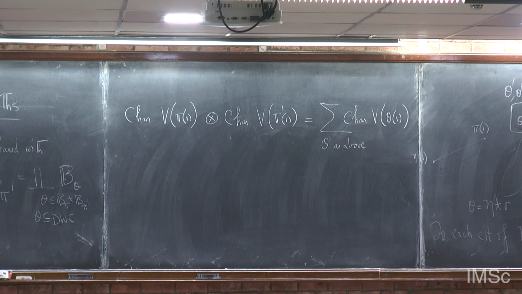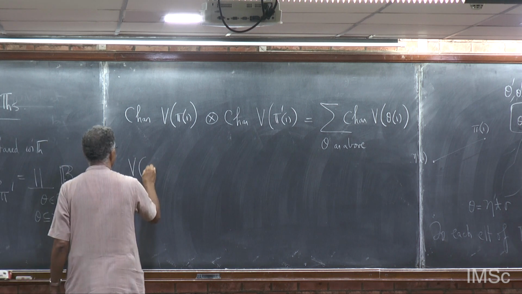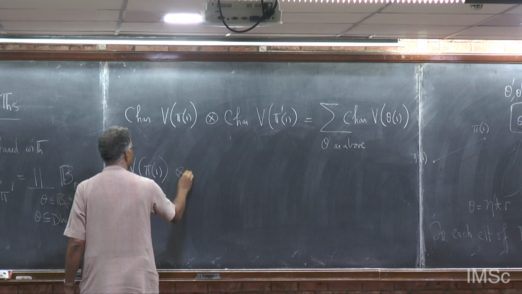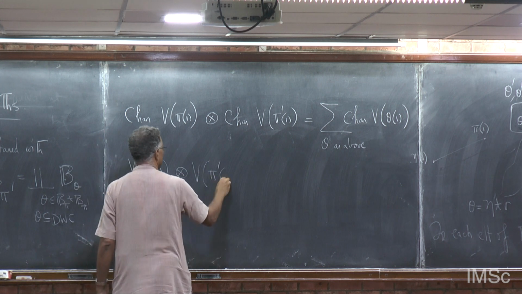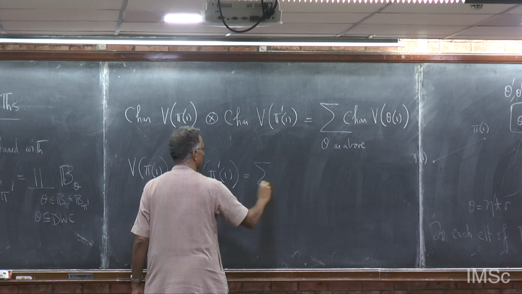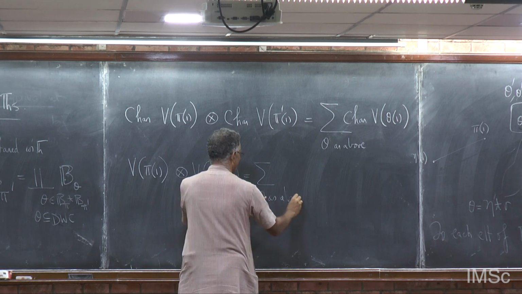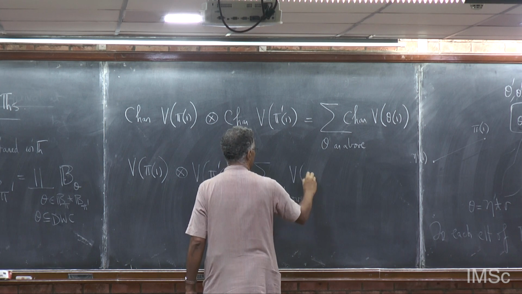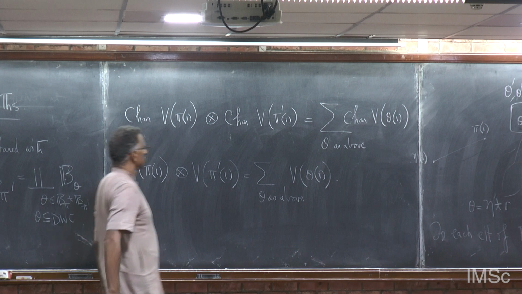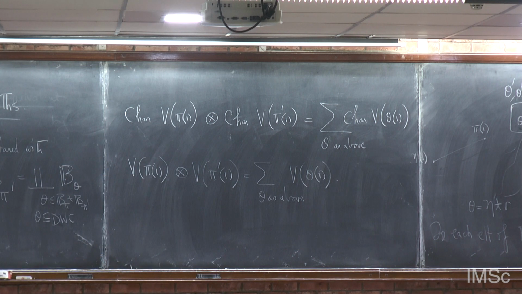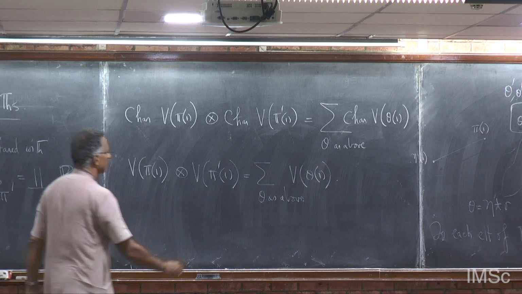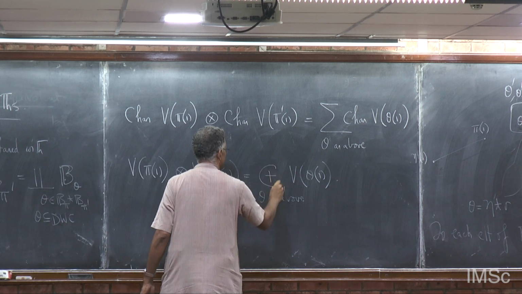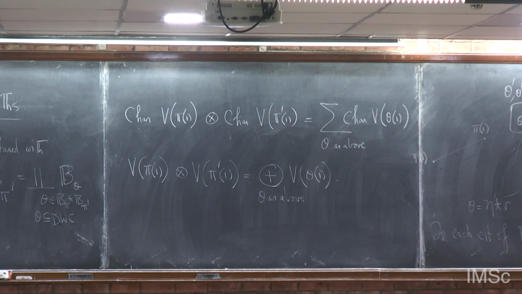And since characters determine representations, we will get V pi 1 tensor V pi prime 1 is equal to the sum over theta as above of V theta 1. We'll look at this more closely. That's why I'm writing theta as above, V theta 1. I mean direct sum if you wish. Okay, now let's look at theta more closely. What is the property of theta?